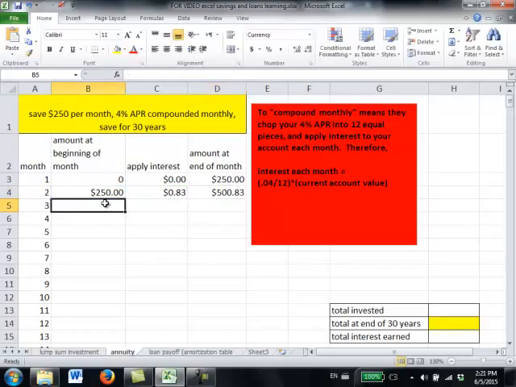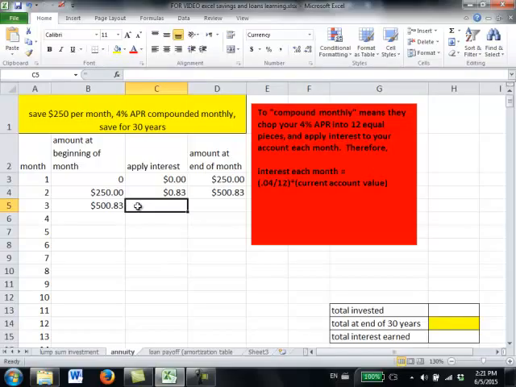Let's go down one more. So now we're into month 3. How much will I have at the beginning of month 3? Well, this cell should equal the amount I had at the end of the previous month. So it should equal cell D4. Press enter, and it says I have 583 at the beginning.